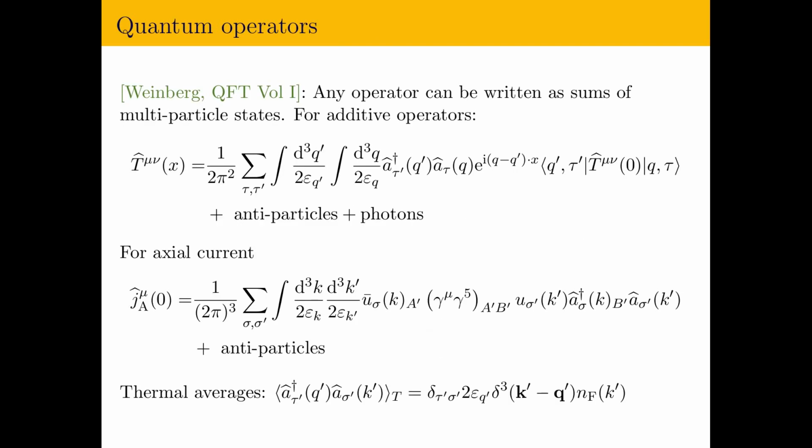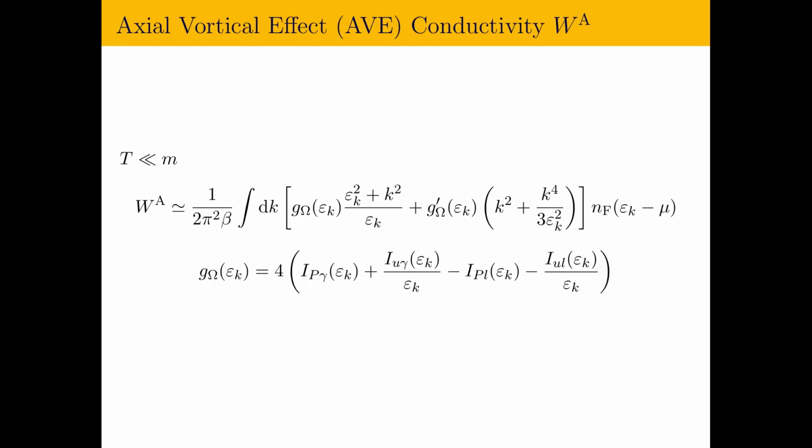Formally, we evaluated the AVE conductivity by writing the stress-energy tensor and the axial current operators as a sum of multi-particle states. In this way, the effects of interactions are included in the matrix elements of the stress-energy tensor and the axial current. Carrying out the calculation in the limit of mass m larger than the temperature T, we eventually obtain this formula, where we recognize the specific combination of the form factors of the stress-energy tensor as the gravitomagnetic moment g omega. Let me stress that this equation holds in the large mass limit, where we can factorize long and short distance contributions.